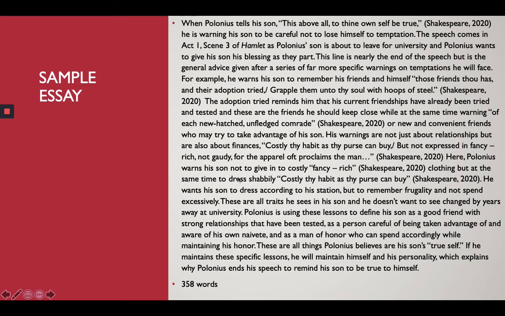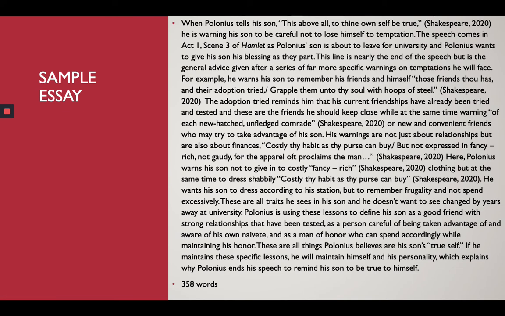Here Polonius warns his son not to give into costly, fancy, rich clothing, but at the same time not to dress shabbily. "Costly thy habit as thy purse can buy." He wants his son to dress according to his station, but to remember frugality, not to spend excessively.